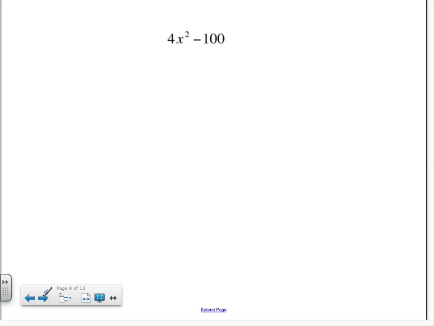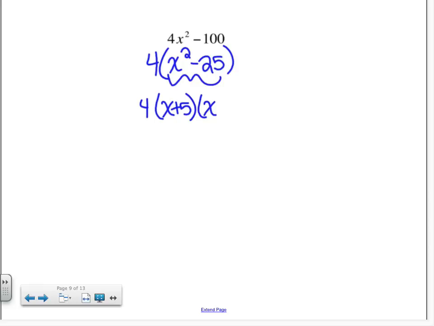All right, now we have 4x squared minus 100. So the GCF between 4x squared and 100 is 4. If you factor out a 4, we're left with x squared minus 25. Now the remaining polynomial is a difference of two square numbers, so that factors into 4 times x plus 5 times x minus 5. And there's our answer.